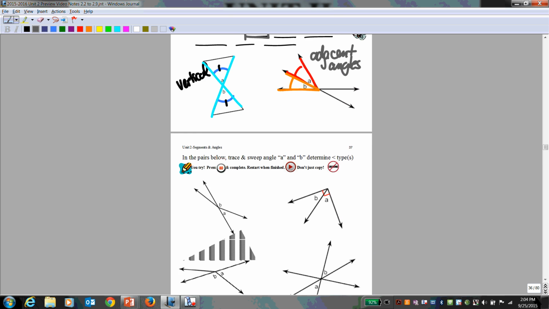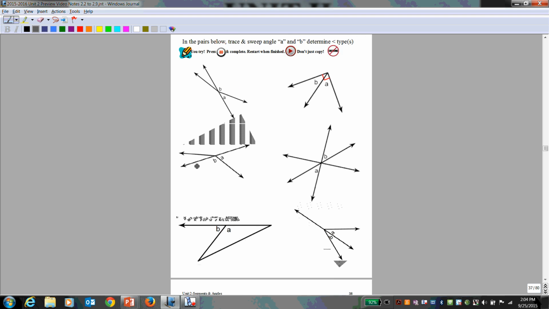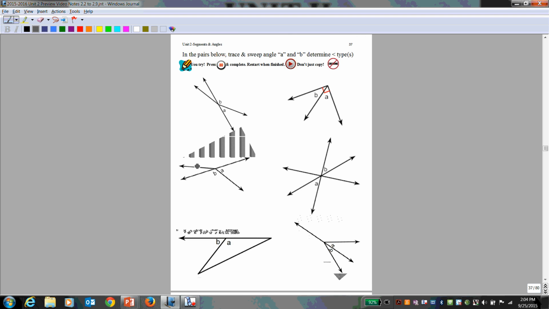Okay, you're going to go through this entire page, sweep A and B, and determine, again, your choices are, I'm going to write them up here: vertical, adjacent, complementary, supplementary, linear pair, or some sort of combo. Pause. Welcome back. Let's see how you did.